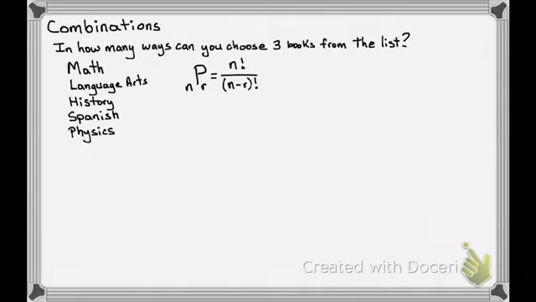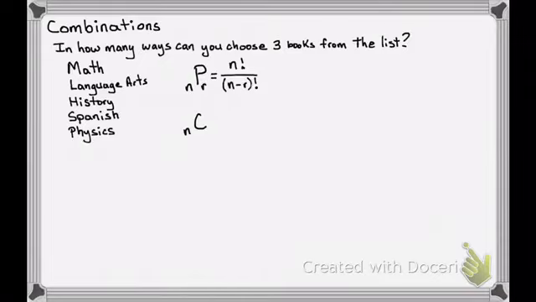So if I plug that in, I can figure out how many ways to order these books: math, language arts, history, math being different than history, language arts, math. That's not what we want. We don't care about the order. So combinations will get rid of those repeats.